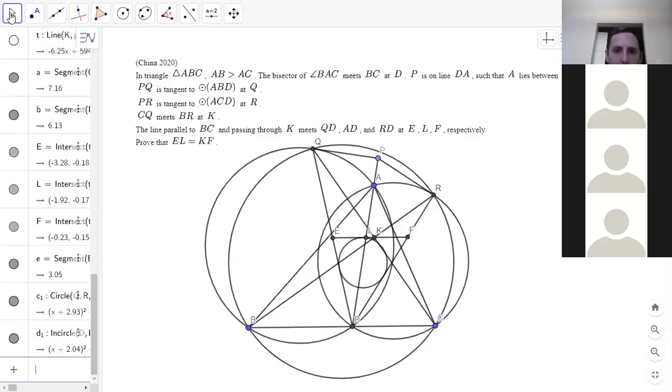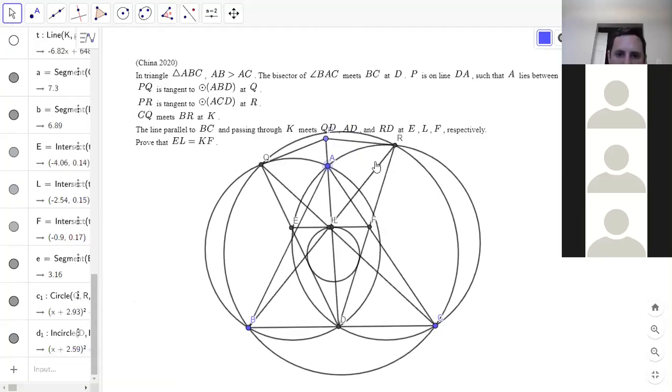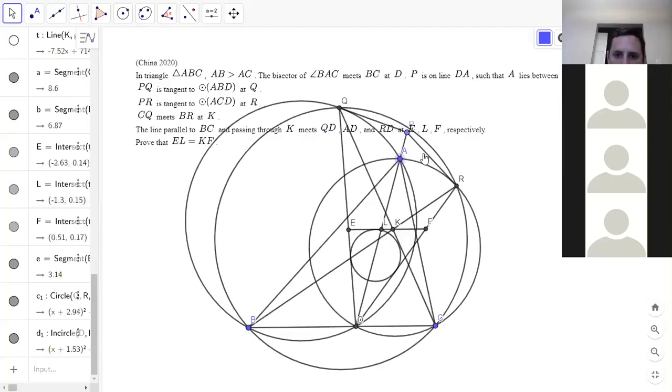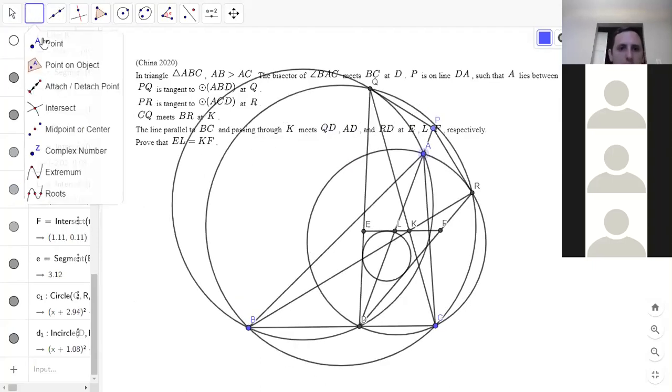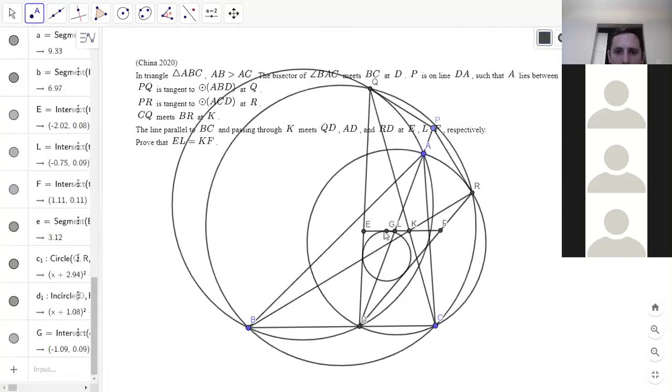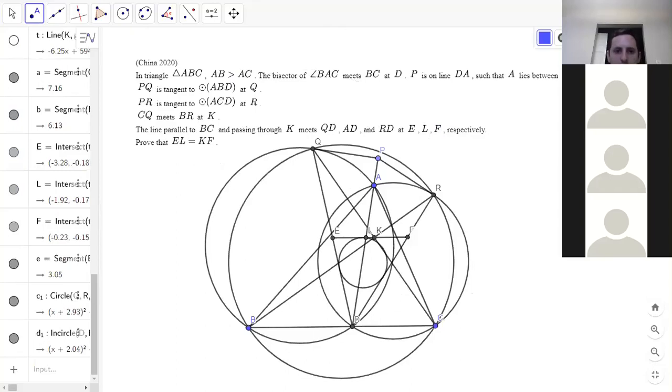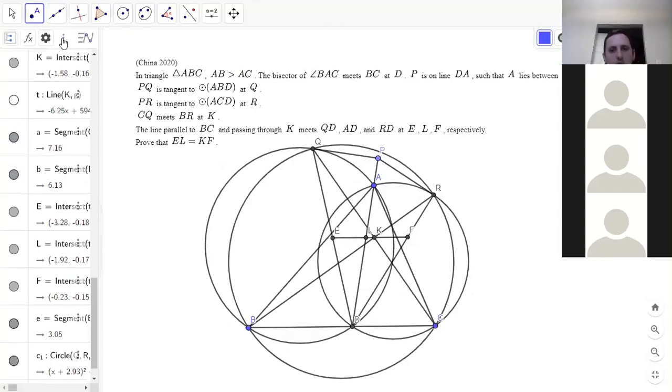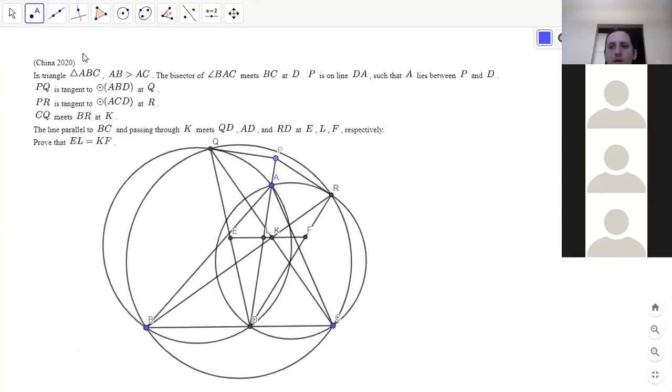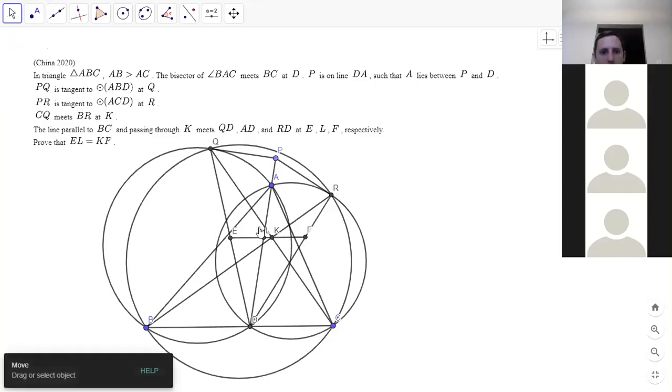And were you wondering if L was the tangency point? Yeah. I don't think it is. No. All right. What's that? Yeah, is it obvious that QRBC is cyclic?